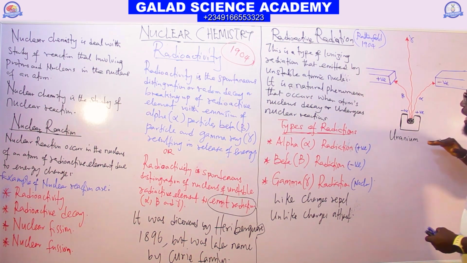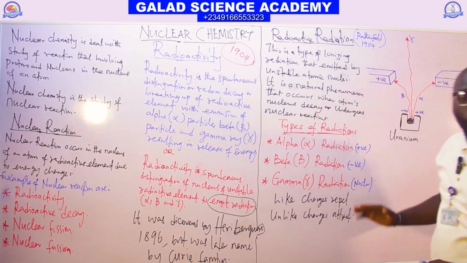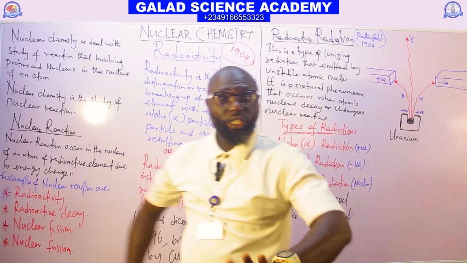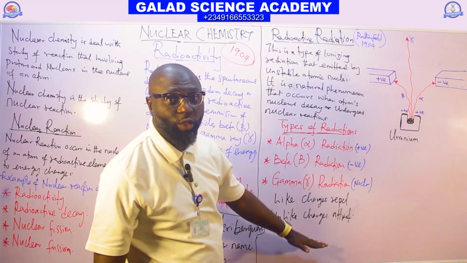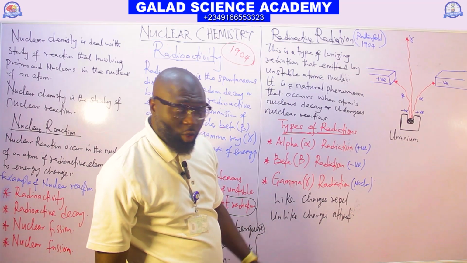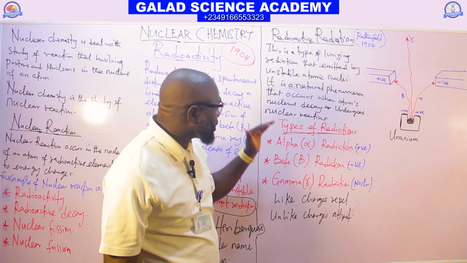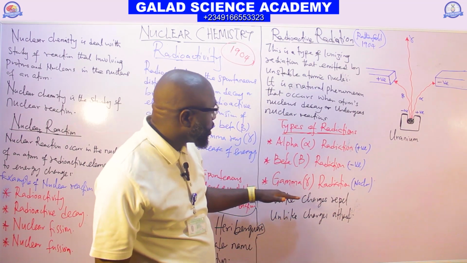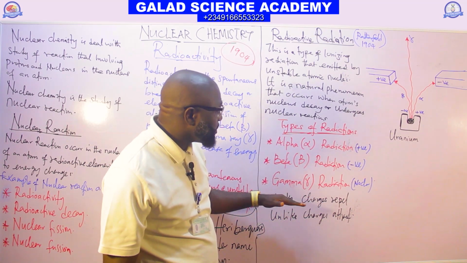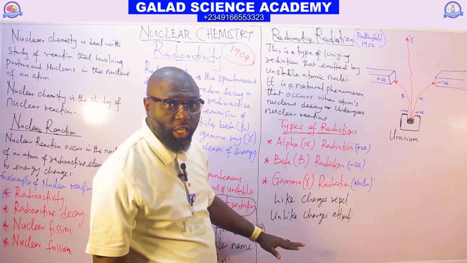So that is Lord Rutherford's experiment. Rutherford is the one that told us the kind, the nature of radioactive radiation. The next thing that we are going to do now is take all these radioactive radiations or particles, alpha, beta, gamma, one after the other.